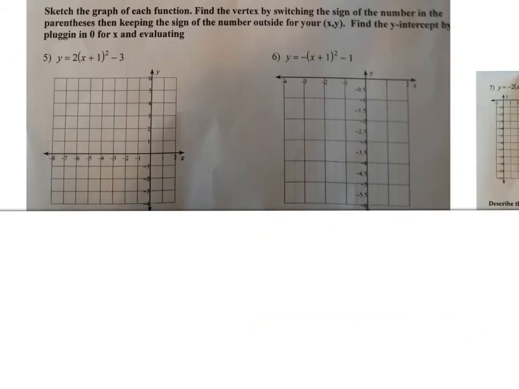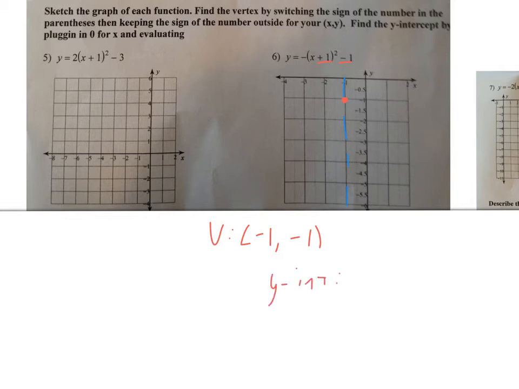All right, next up here, we're going to graph these. Now the vertex on these is actually very easy to find. We just take the opposite of the x value in there, and then we keep the y value the same. So I can already tell you my vertex is negative 1 comma negative 1. We can also draw the axis of symmetry there. The y-intercept is actually the one that's harder to find here.